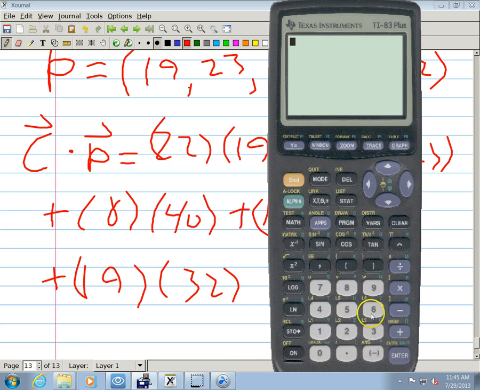It's 22 times 19. So 22 cars times $19,000 per that kind of car, plus 14 cars times $23,000 for each of those cars, plus 8 cars times $40,000 for each of those cars. No wonder we only sold 8. Plus 12 cars times $47,000 per car, plus 19 cars times $32,000 per car, and you get a total revenue of $2,232.